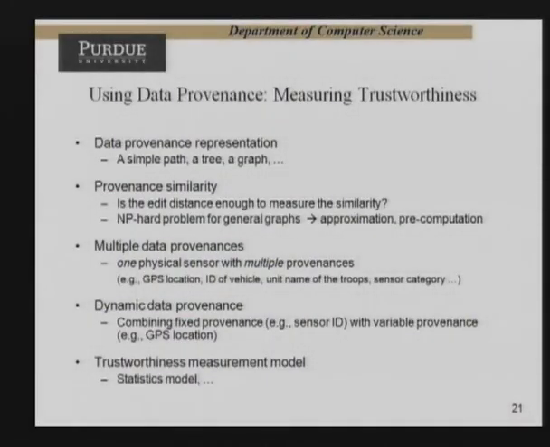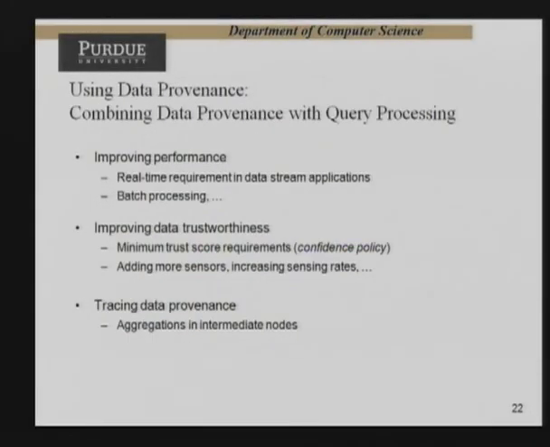And the trustworthiness measurement model should also be improved. The second issue in using data provenance is combining data provenance with query processing. Usually, data provenance or data itself does not have much meaning, but it has meaning when we use it for decision making or filtering some useful information. In this case, we need to improve the performance of the query processing by combining it with data provenance processing.